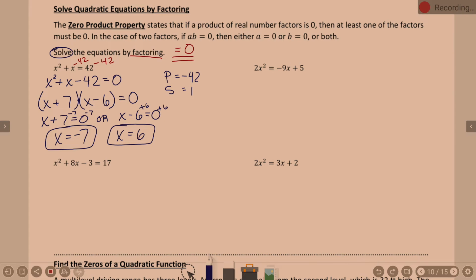Now, do you see why there are opposite signs? Those are my factors. Don't stop there and say, oh, 7 and negative 6 are my answers. No, those are your factors. Go one more step and solve. Okay. Ready for the next one? 2x squared equals negative 9x plus 5. What's got to be our first step here?